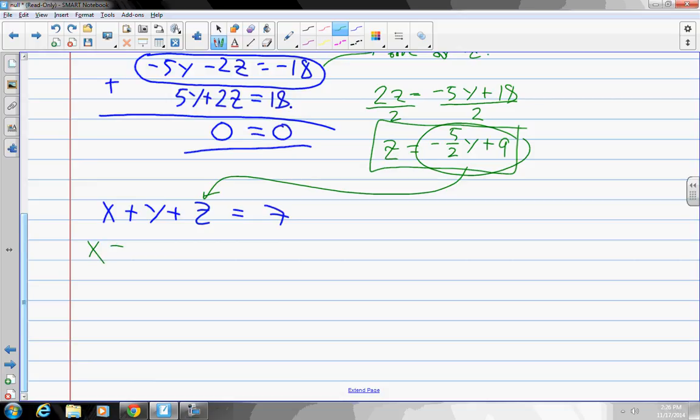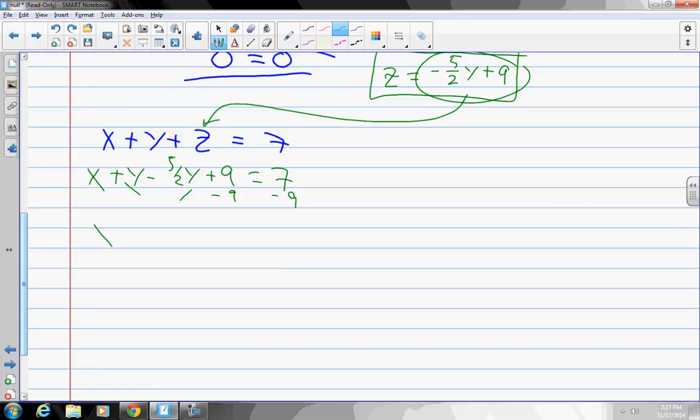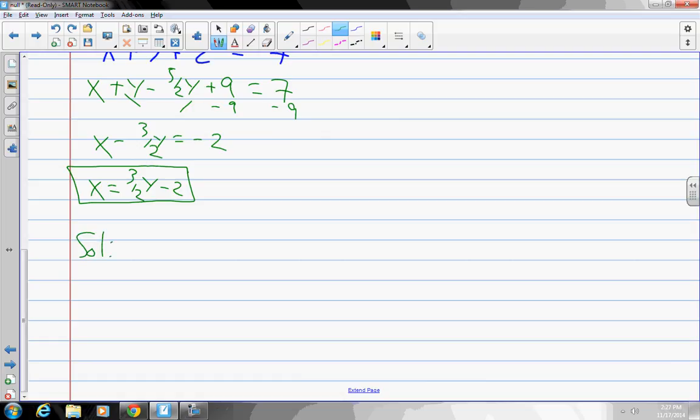So if I do that, it is x plus y minus 5 halves y plus 9 equals 7. So I just replace z with whatever expression I got earlier. So I just want to solve for x. So subtract 9 from both sides. Combine these two. So it's 1 minus 5 halves is negative 3 halves. x minus 3 halves y equals negative 2, right? So x equals 3 halves y minus 2. So the solution here, it is 3 halves y minus 2.